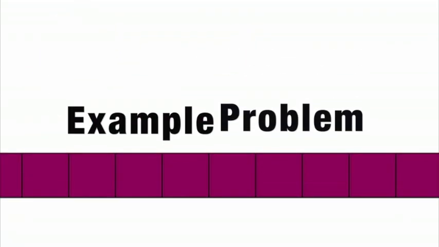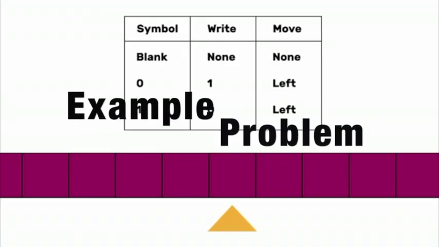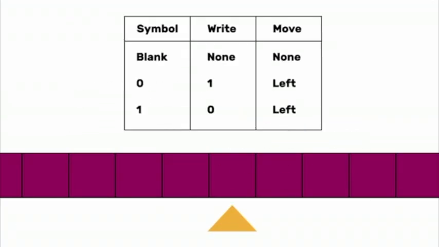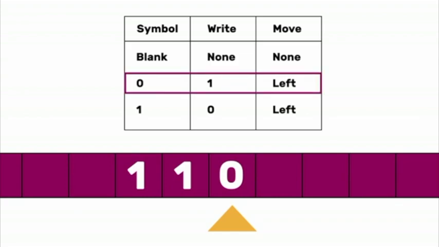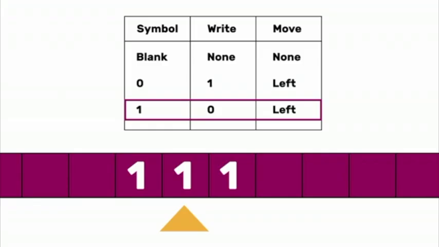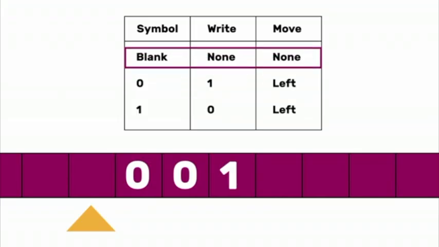Let us consider an example problem. The problem given here is that if there is a blank symbol written, then nothing has to be done. If the symbol is 0, then it writes 1 in that place and moves to the left. If the symbol is 1, it writes 0 and moves to the left again. When these conditions are given to a Turing machine, it gives us a program that toggles all the binary digits from 1 to 0 and 0 to 1.